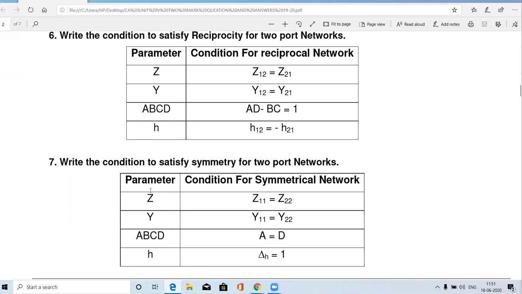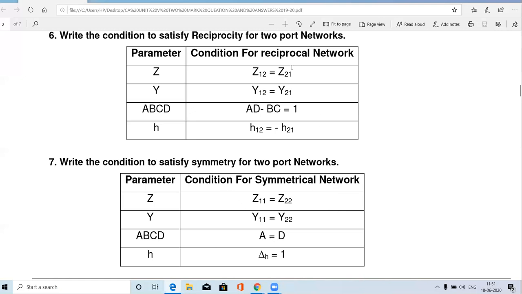In terms of Z parameter, we said that Z11 is the input port impedance and Z22 is the output impedance. If the input impedance and output impedance are the same value, that network is called a symmetrical network. In terms of Y parameter, Y11 equals Y22. In terms of ABCD parameter, A equals D. In terms of H parameter, the determinant of the H matrix is 1. So these are all the conditions for the network to be a symmetrical network.